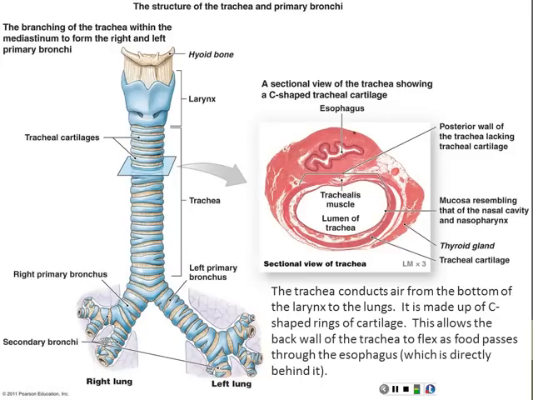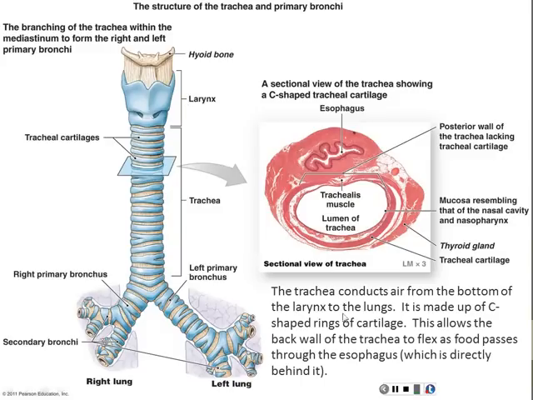And the reason for that is so that as we swallow, the esophagus has to get a little bigger as food passes through it, right? Because the back wall of the trachea is floppy instead of hard like the front wall, it can bend forward as we swallow stuff along the back. So the back wall is flexible to allow food to pass through the esophagus, which is directly behind it.